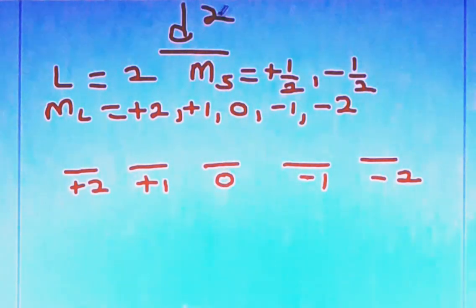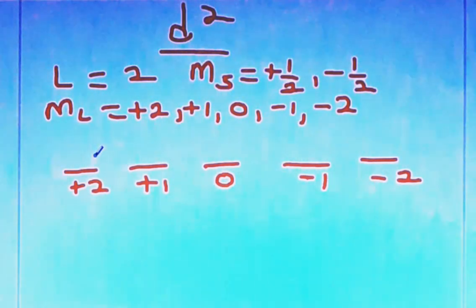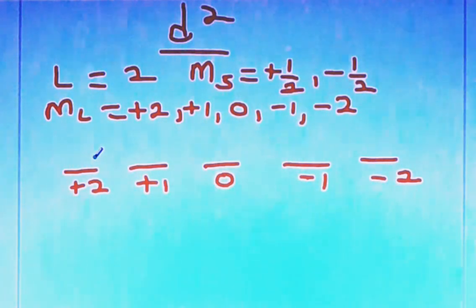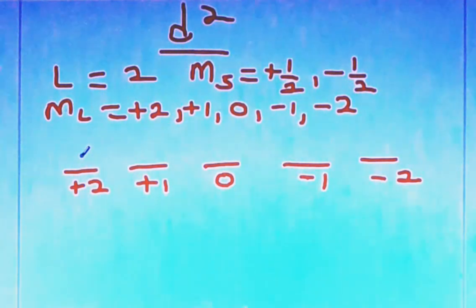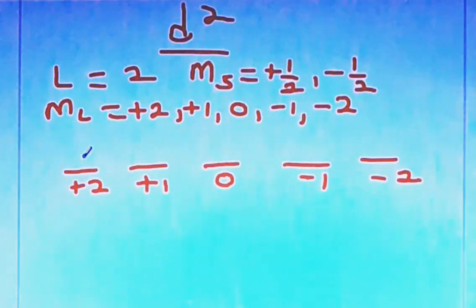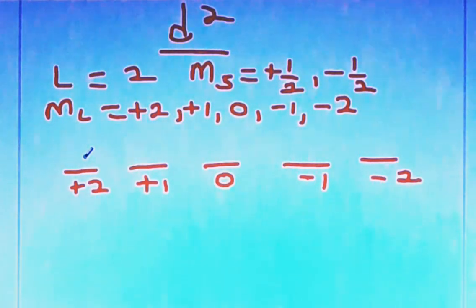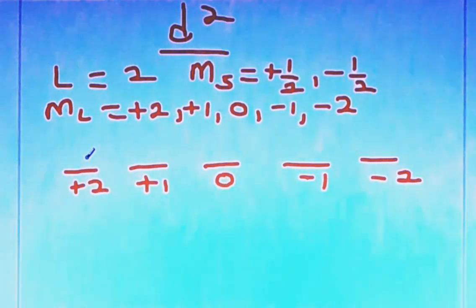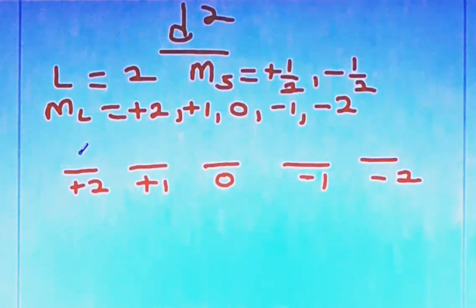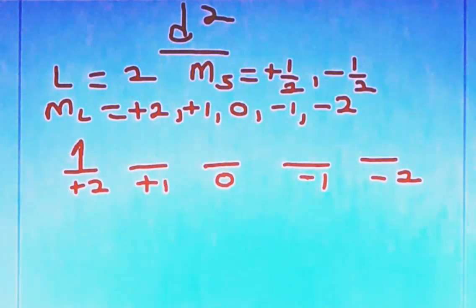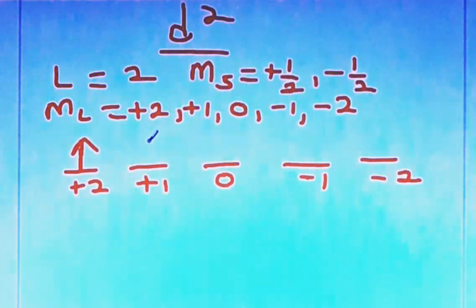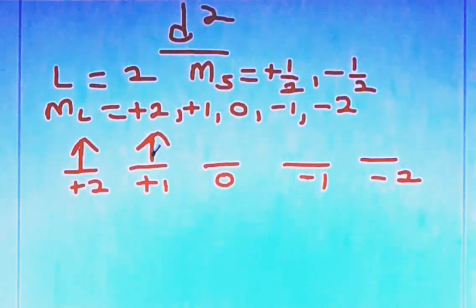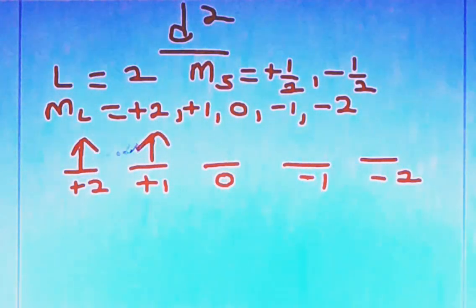Since we have 2 electrons, because we want to determine the ground state term for D2, 2 means 2 electrons. So we fill with 2 electrons by obeying the rules in filling electrons. In this case, we obey Hund's rule, because according to Hund's rule, if we have degenerate orbitals, we fill them with single electrons of the same spin. So since we have only 2 electrons, we only fill with 2 electrons.